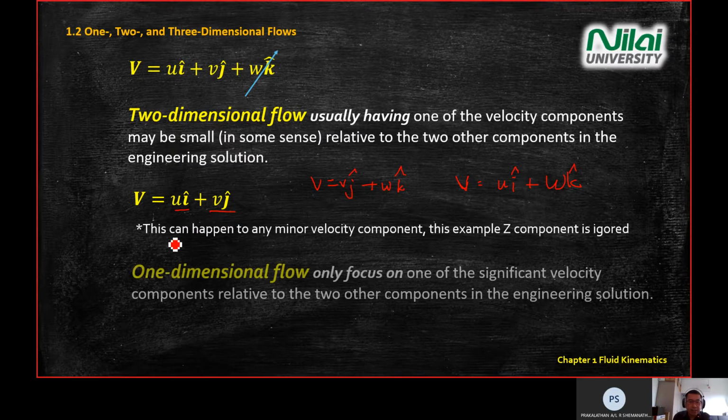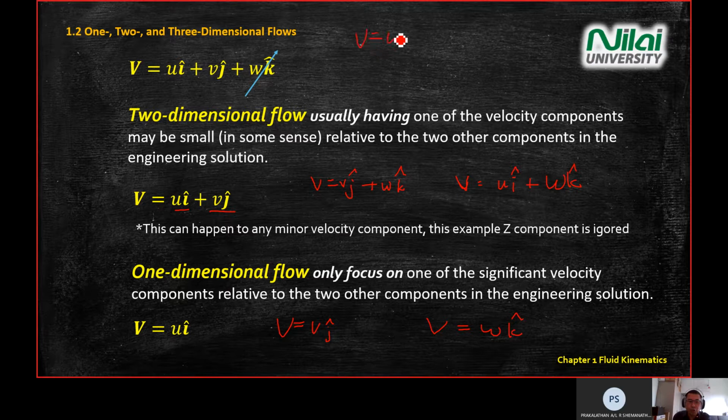Okay. Now, one-dimensional flow means you only have one component. So if your V equals v j hat, that is also one-dimensional flow. V equals w k hat is also one-dimensional. In the exam, don't confuse this. If you write u k hat, I'll mark it wrong, or I'll put a question mark. What do you refer to by u k hat? Because u always links up with i hat rather than k, because k always refers to the z direction.